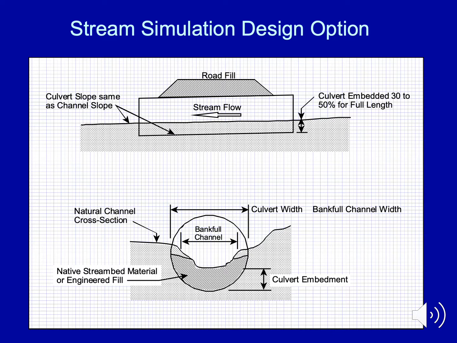The stream simulation design option. Again, here we're at least bankfull width in your crossing. Generally, if the crossing does have an invert, we like to set the invert at grade with the stream channel. And the other components of a stream simulation process, you are trying to create a mobile bed within your crossing. You're allowing the sediment within the structure to come out, and you're hoping that it's going to be replaced with natural bed load from upstream.